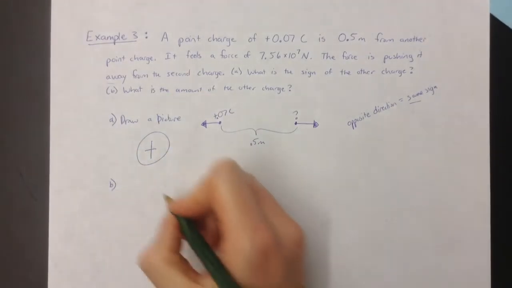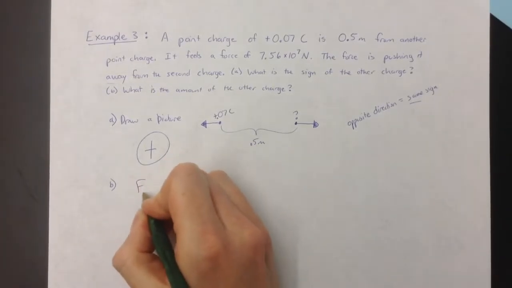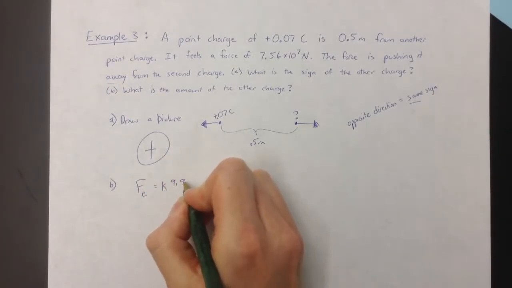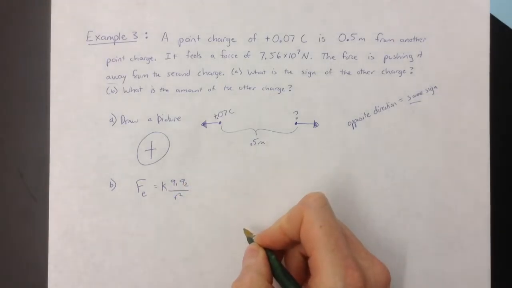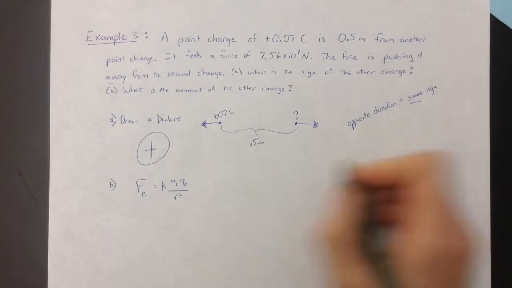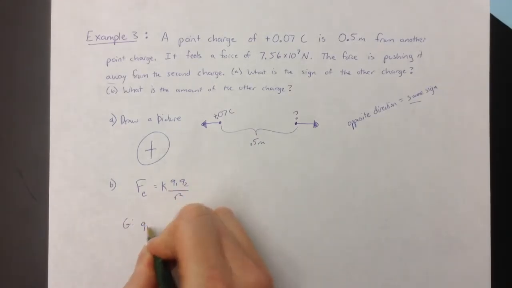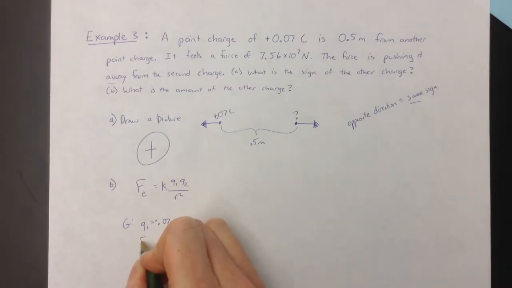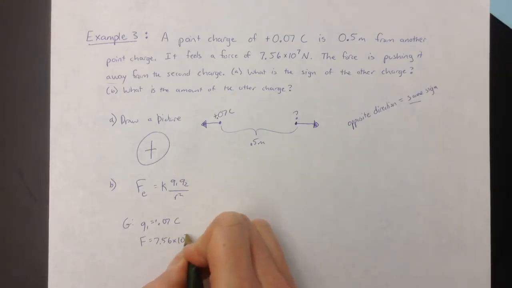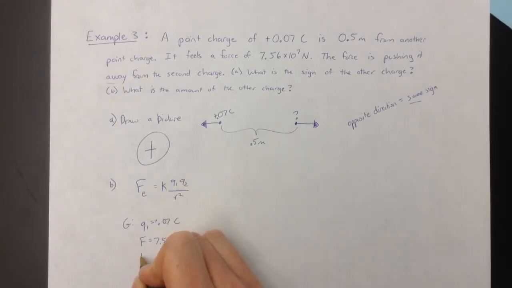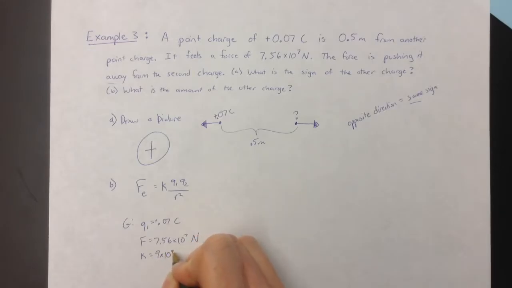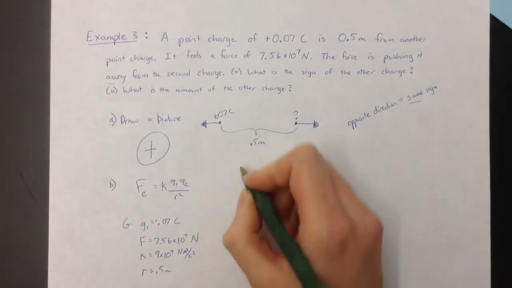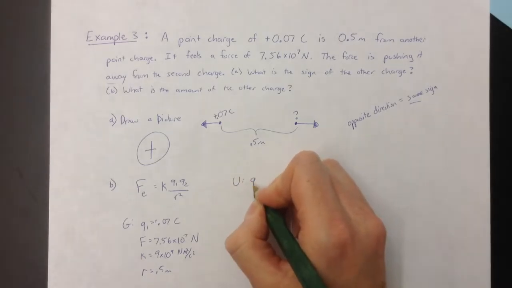Okay, so the next thing I have to do is find the charge. So remember, the electric force is k Q1 Q2 over r squared. I'm going to write my givens here. Q1 is 0.07 positive coulombs. My force is 7.56 times 10 to the 7th newtons, and k is always a given, 9 times 10 to the 9th newton meters squared per coulomb squared, and then I've got that distance, which is 0.5 meters. So my unknown is Q2.